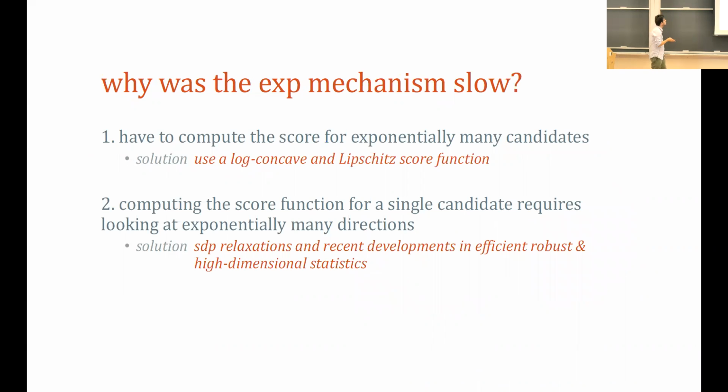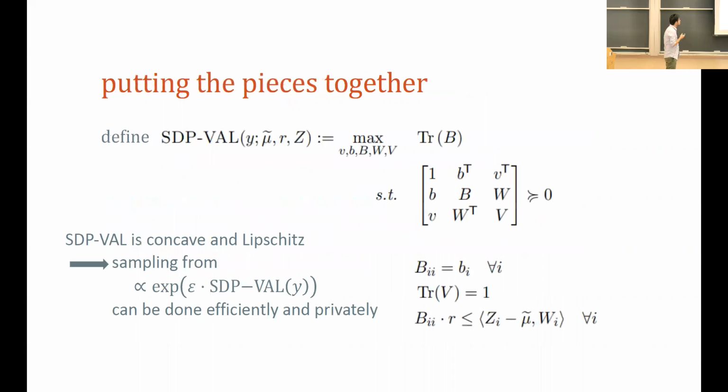Now let's take a step back. We know how we can deal with exponentially large sets. We know how we can compute the score function efficiently. Now it remains to put the pieces together. So here's the final algorithm. We want to run the exponential mechanism. The goal is to run the exponential mechanism over the set of directions at each step.